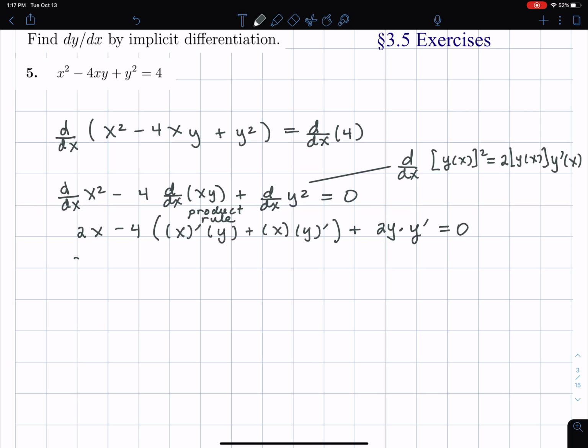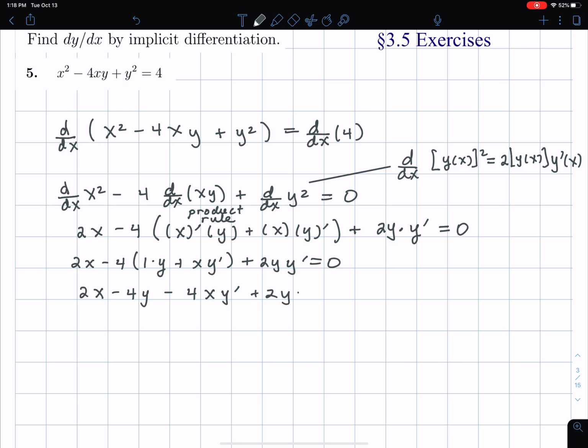So let's just continue on this. You have 2x minus 4. The derivative of x with respect to x is 1. So that's times y. And then the derivative of y with respect to y is 1, but then times y prime, which is the same as just taking away those parentheses and writing y prime. And then you have 2y y prime equals 0. And really, the hardest part, and often I think, is the next step in this problem, which is we want to solve for y prime.